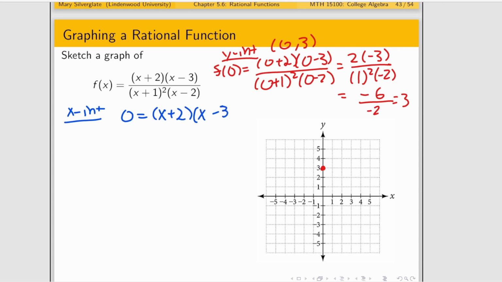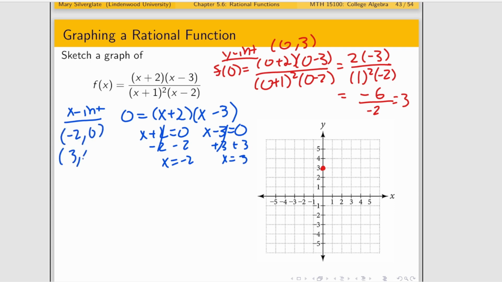I want to solve for x for the x-intercept by plugging in 0 for y. So I get x plus 2 could be 0, or x minus 3 could be 0. Subtract 2 to get rid of adding 2, so x could be negative 2. Add 3, so x could be positive 3. So I have two x-intercepts at (-2, 0) and (3, 0).